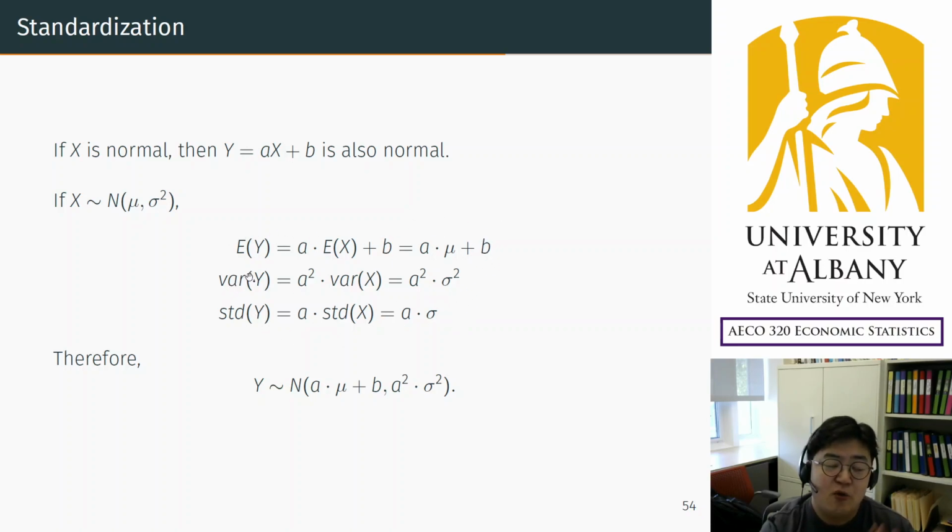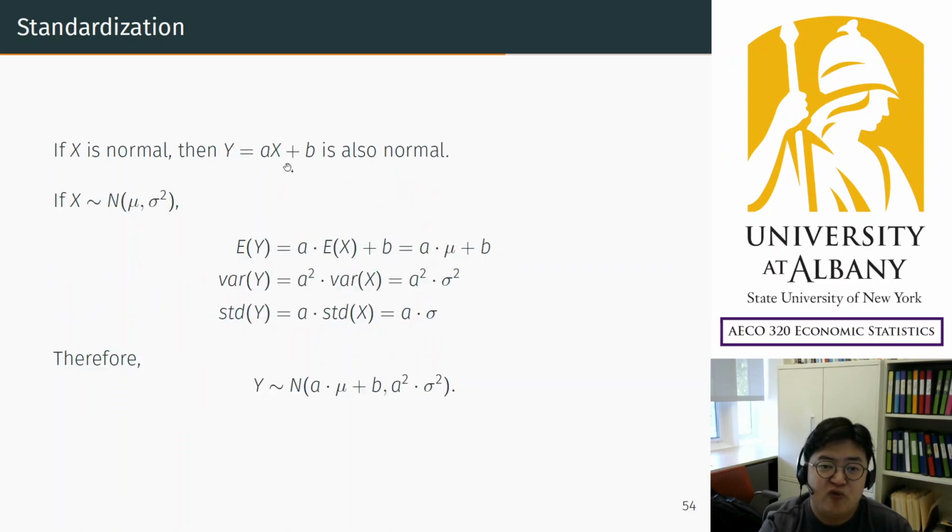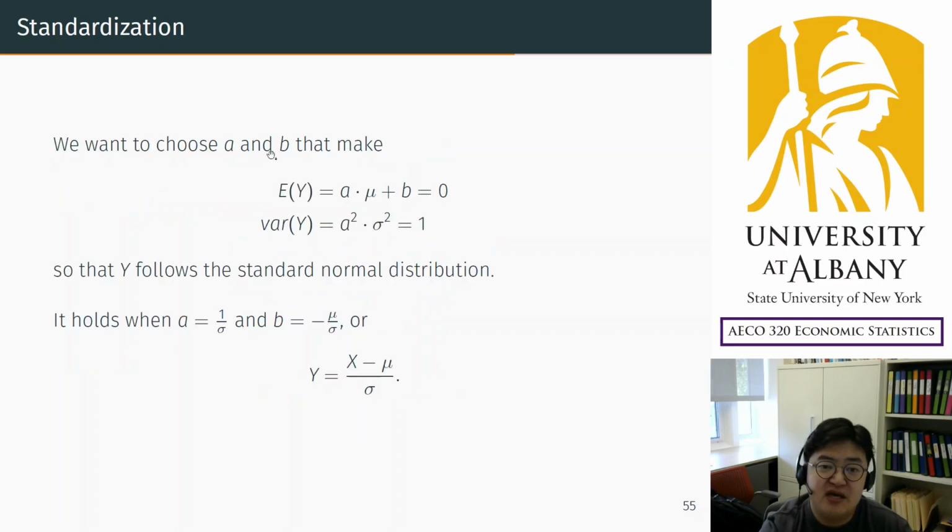Okay? And what we want here is we want to make this new transformed random variable a standard normal distribution, right? So we want to choose A and B so that the mean and the variance equal 0 and 1. Then you can always transform any normal distribution into a standard normal distribution. How do you choose A and B? The answer is like this, right?